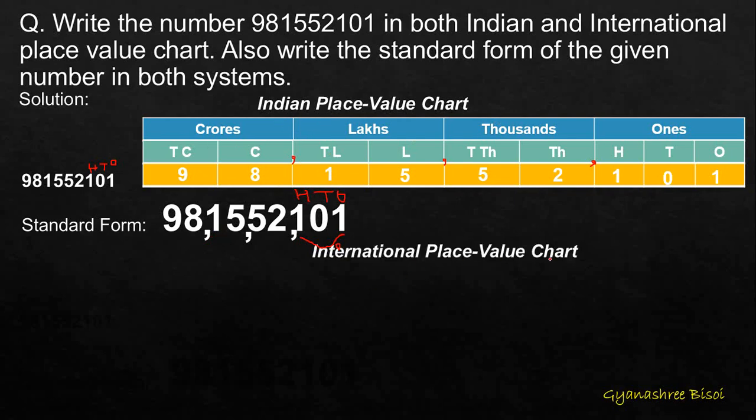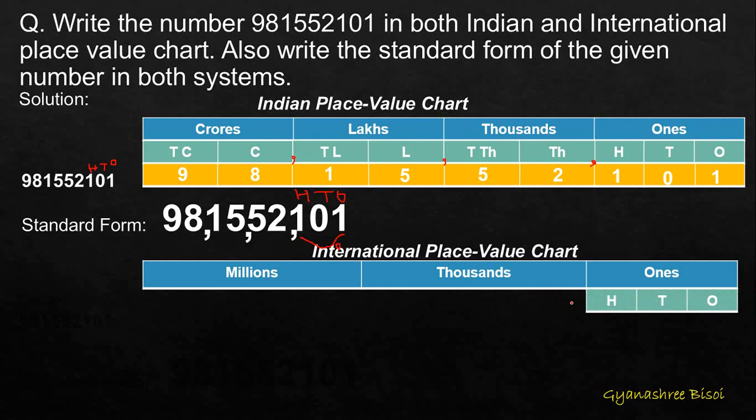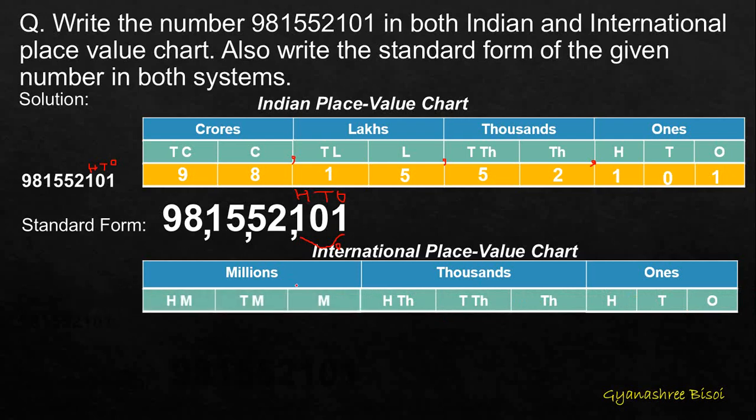Now, the international place value chart. In the international place value chart, we studied three periods: ones, thousands and millions. It's very easy. Here every period consists of 3 places. The ones period consists of ones, tens, hundreds. The thousands period also consists of 3 places: 1000, 10,000 and 100,000. The millions period also consists of 3 places: millions, 10 millions and 100 millions.